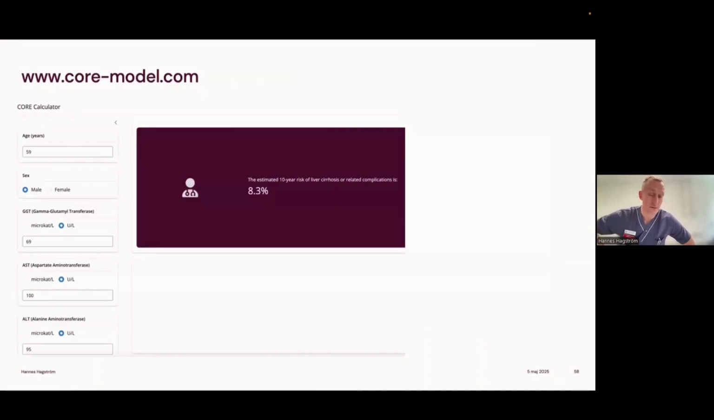And this is available as a model. If you're interested, you can use it already now. It's core-model.com. For instance, you can simulate this patient: a 59-year-old man with a gamma GT of 69 units per liter, an AST of 100, and an ALT of 95. You can estimate their risk to develop cirrhosis at 8.3%. This is different from FIB4 and so on, which will just tell you high, low, and intermediate risk, whereas this model will actually give you a percent. Then the difficulty is, of course, to know when I should refer my patient to hepatology, and that kind of work is also ongoing.